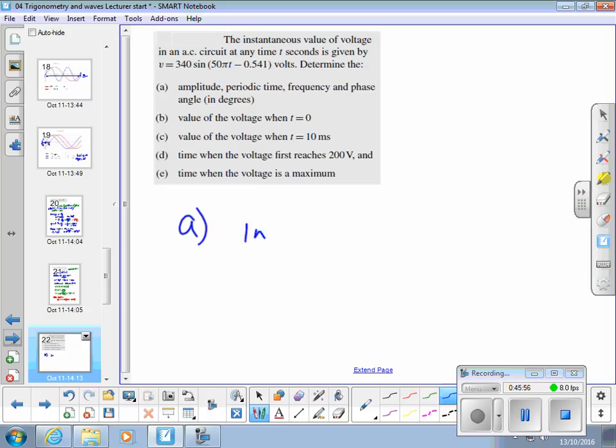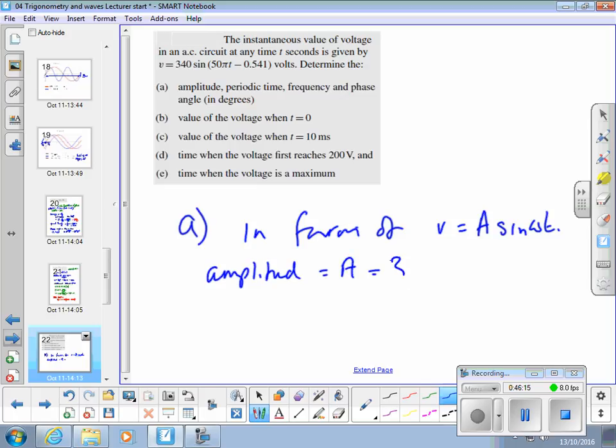Amplitude is, right? So A, you put in the form V is equal to A sine omega t. Amplitude is equal to A, which is equal to 340 volts. So if you're given a question like this, you might get 2 marks just for doing that. But you need to know that that number in front of the sine function is the amplitude.